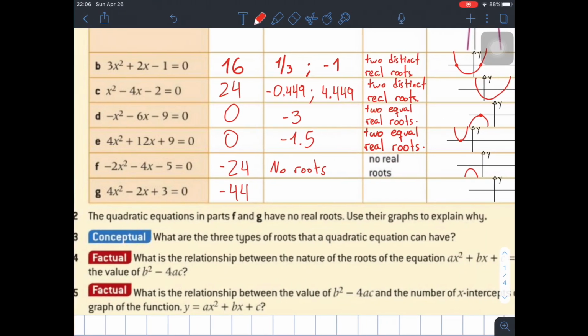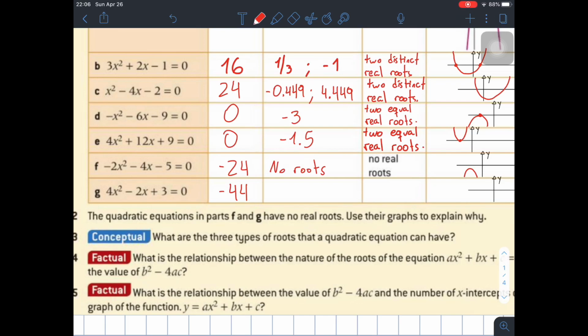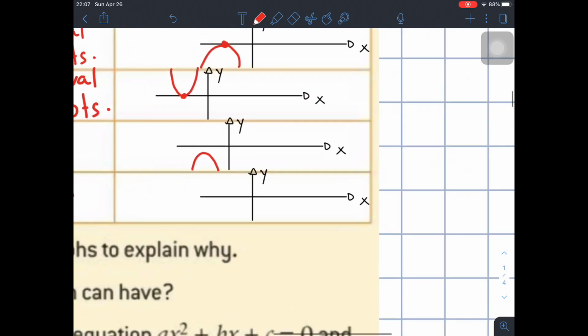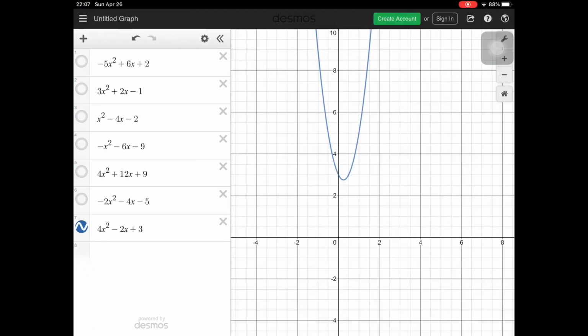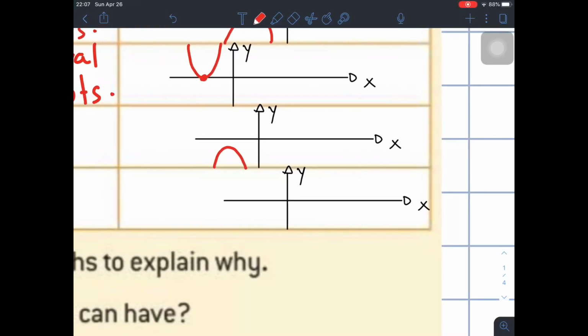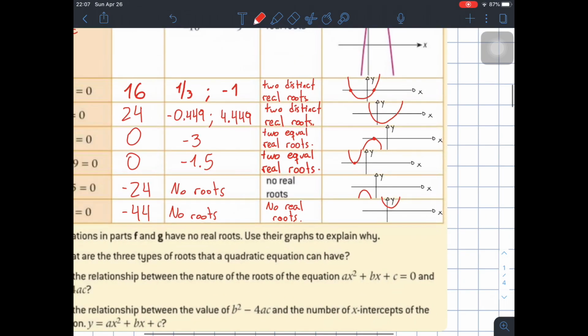So if we go back, we're going to write the same thing: no roots, and no real roots. And the parabola looks something like, I don't remember if it was, yes, there it is. Something like this. Okay, so it doesn't cross the x-axis.